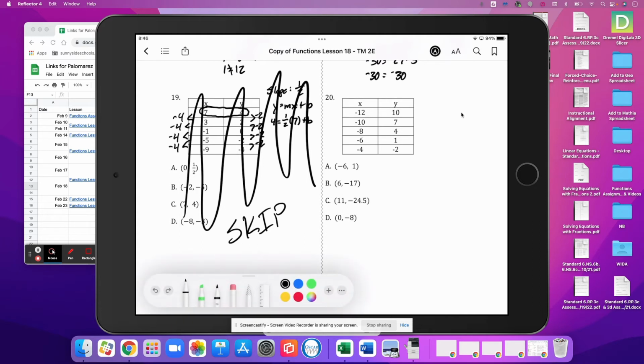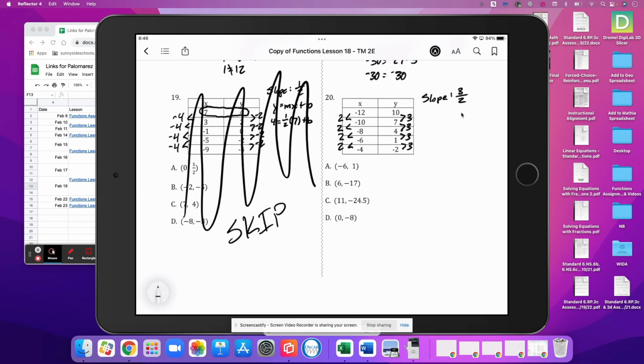And so for number 20, here we have this is decreasing by 3. Here we have this is increasing by 2. So our slope will be 3 over 2. And if we continue down the line here, we add 2 more, we get to negative 2, we add 2 more, we get to 0. That'll give us our y-intercept.